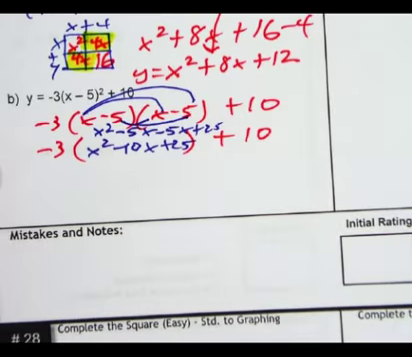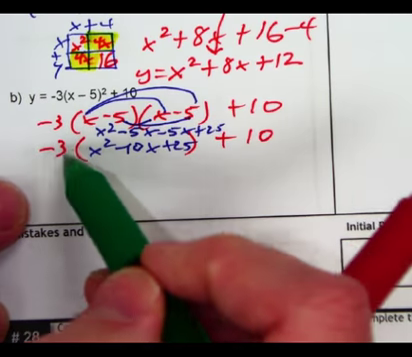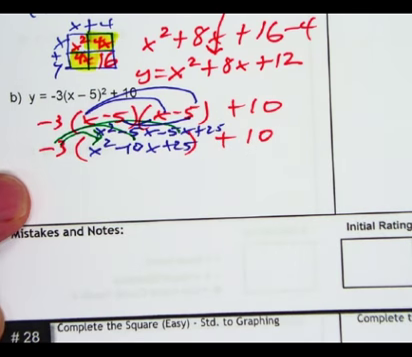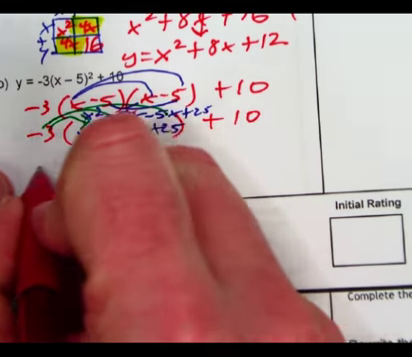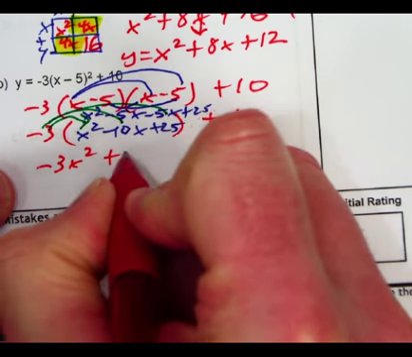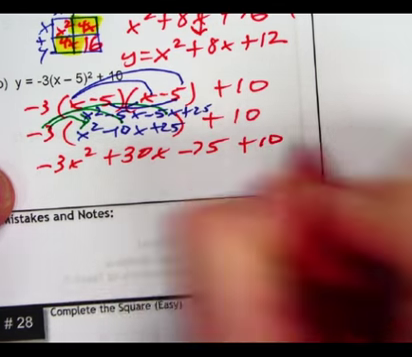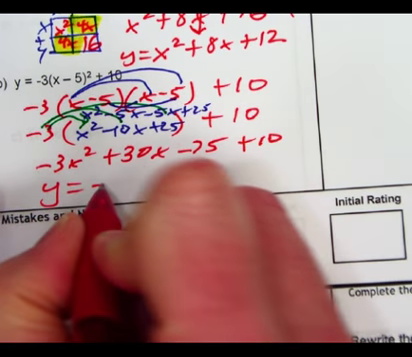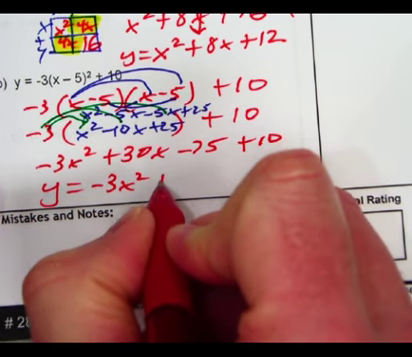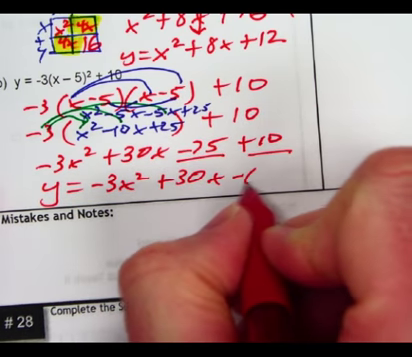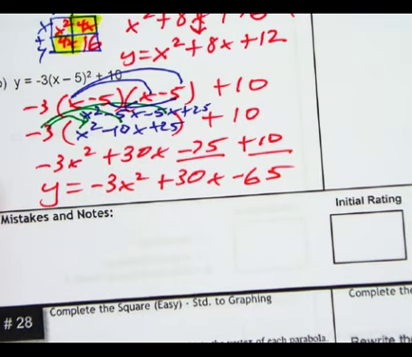And now the catch on this one, though, is that we have a -3 out there that needs to get distributed. So times -3 with all of those numbers that are in parentheses, and you get -3x squared plus 30x minus 75, and then you still had the plus 10. Therefore, my equation would be y equals -3x squared plus 30x, and then these two are just numbers, so I combine them, and I get a minus 65 as the final answer.